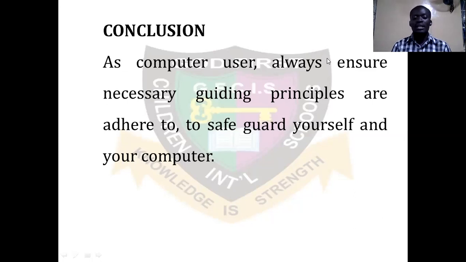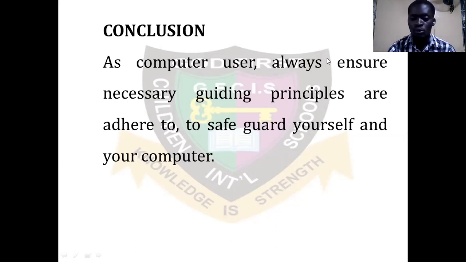The conclusion says, as a computer user, always ensure necessary guiding principles are adhered to safeguard yourself and your computer. Follow instructions. Take note, the majority of us buy phones, computers, laptops, and a lot of things over the internet without going through the manual, without going through the terms and conditions. It is common in this part of the world. We don't read the instructions or the terms and conditions attached to those things. So please do all these things, they are safety measures.